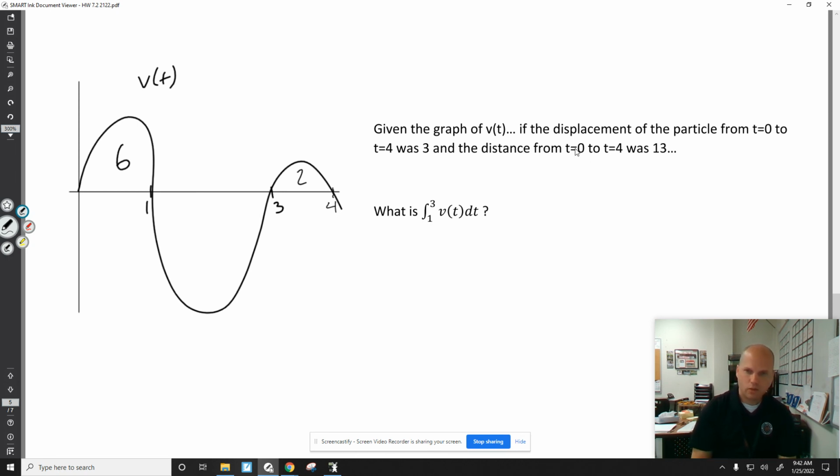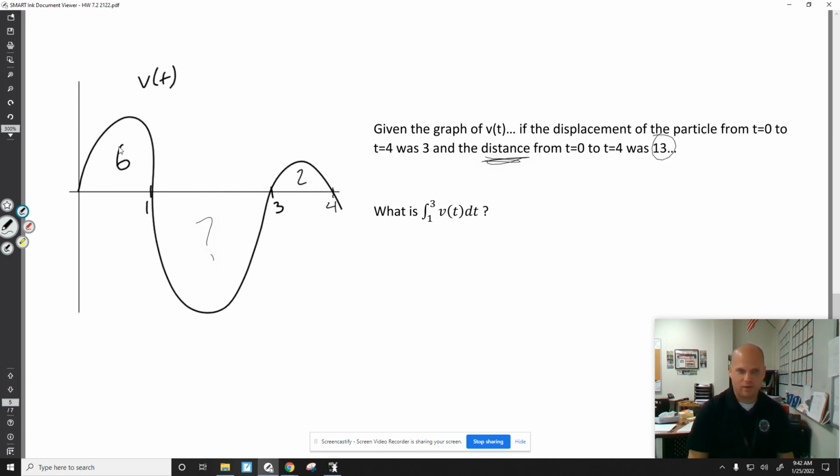Okay. You don't even know about distance yet, but I bet you can figure this out. Now, distance is just like total amount moved. What is this is the question. I know I've moved a total of 13 units.